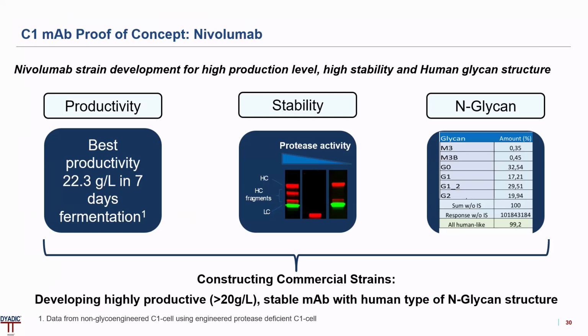This is an example of a nivolumab, which is BMS's Opdivo, which is an $8 billion cancer antibody. And here we produced this at 22 grams per liter in 7 days. Again, we had knocked out 15 of the different proteases so that it was quite stable. And we made a humanized version at 9 grams per liter in 7 days. As you can see here on the right, the 99% human-like glycosylation structures after we glycoengineered the C1 cell line for monoclonal antibodies.